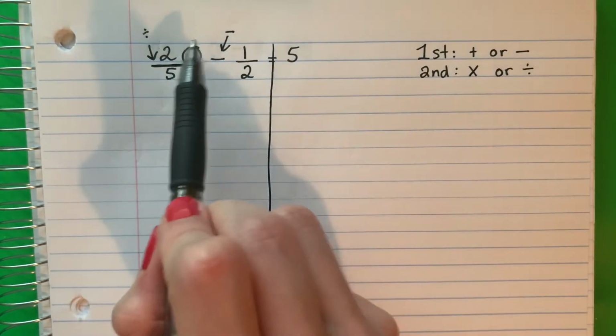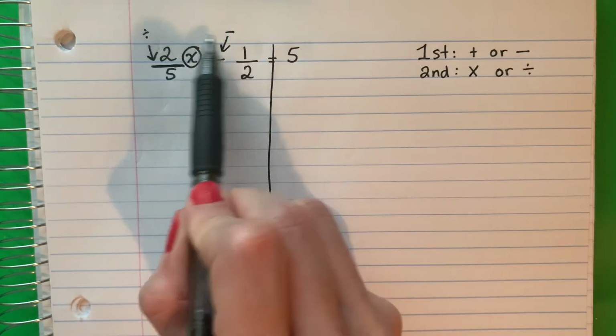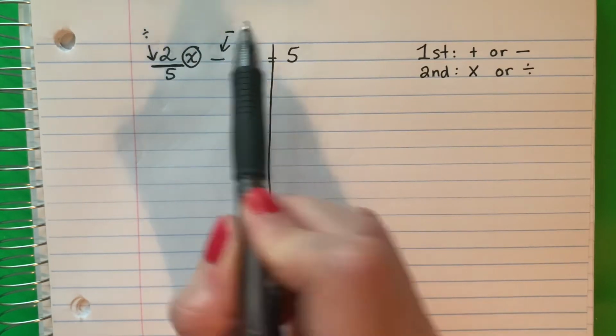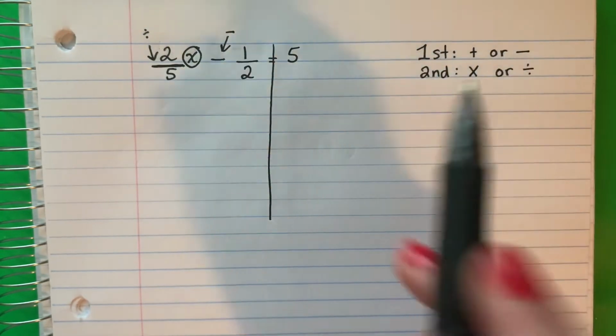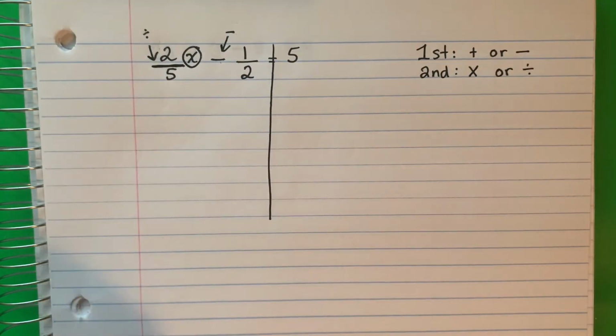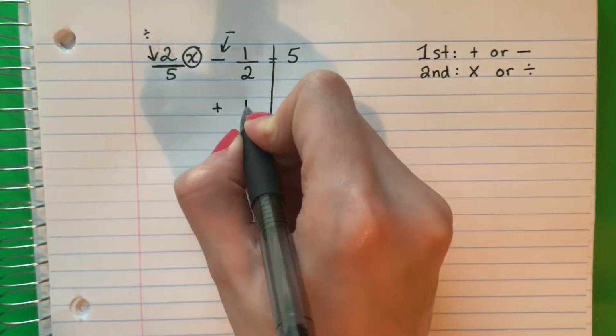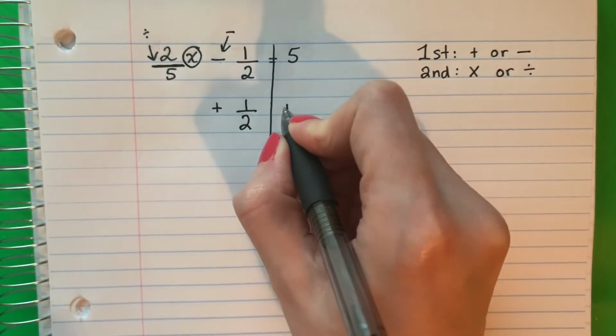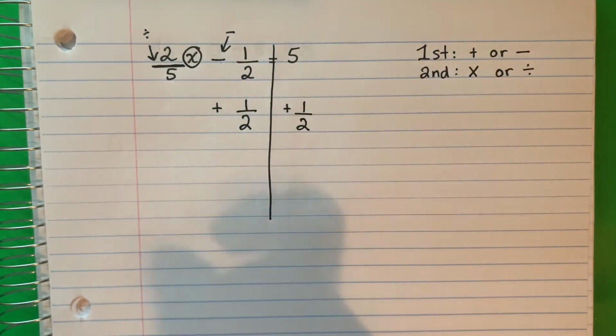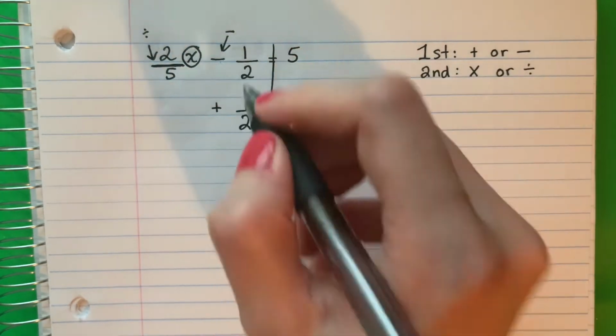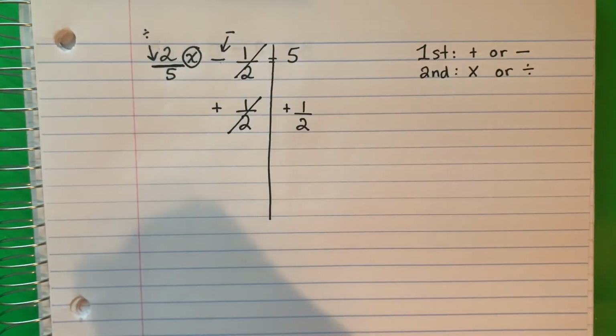Okay, so I have divide and I have minus. Which one first? ¿Cuál primero? Minus first. First is minus. The opposite of minus, el opuesto de minus, is plus. So plus 1/2, copy plus 1/2. Negative 1/2 plus 1/2 is 0, that cancels.